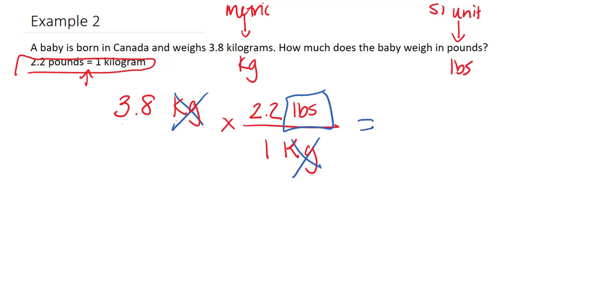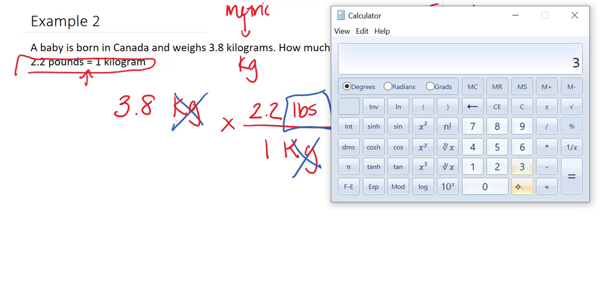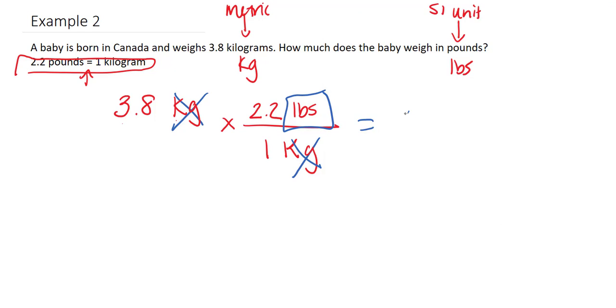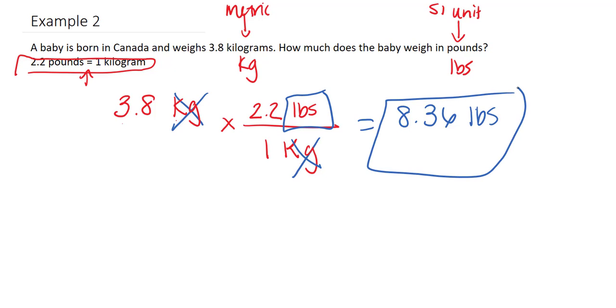And so this problem now becomes 3.8 times 2.2, which is 8.36. And then this is just over 1, so we can just leave it as is. And this is in pounds. So that's how much the baby weighs. And we might just say 8.4 pounds, but we're going to round to the nearest hundredth.